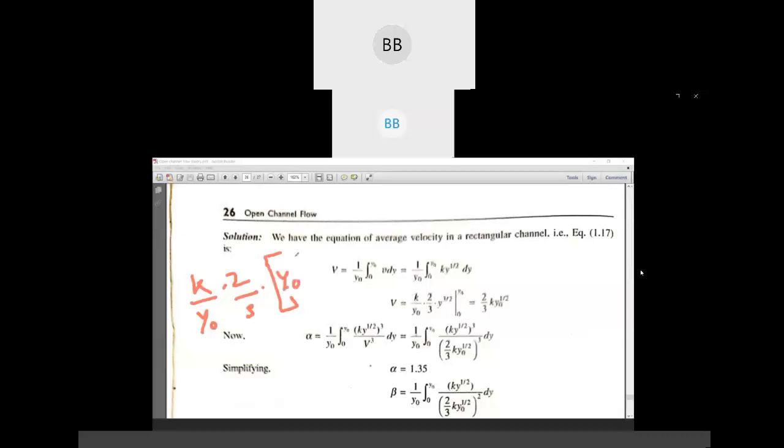y naught to the power 3 by 2 minus. Then we are going to substitute in place of y the next limit, that is 0. 0 to the power 3 by 2.